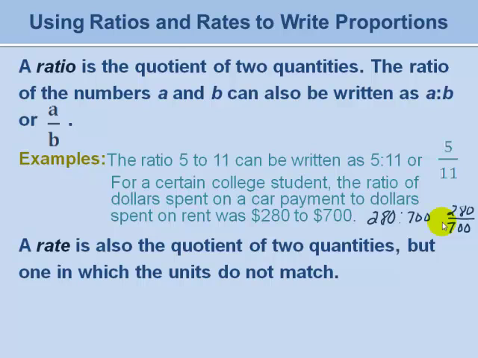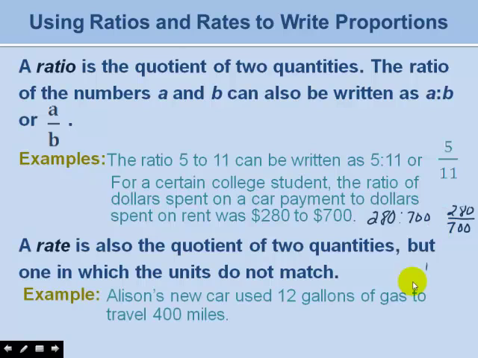Then we also have a rate. This is also the quotient of two quantities, but in this case the units don't match. For example, Allison's new car used 12 gallons of gas to travel 400 miles. We could write this as the quotient of the two quantities to make it a rate, but we could actually write it two different ways. We could put the gallons on top, so that would give us 12 gallons over 400 miles.